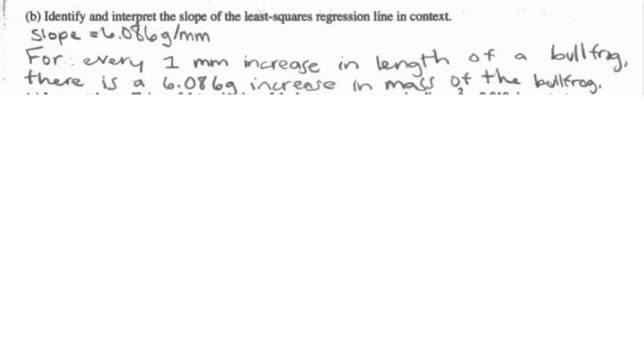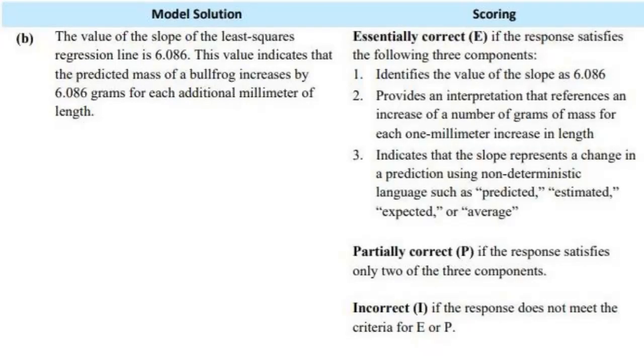All right, go ahead and score the paper in front of you on part B. They need to have all 3 pieces for an E. 2 parts is a P. 1 or none is an I. If you have any questions about how to score the one in front of you, please let me know.